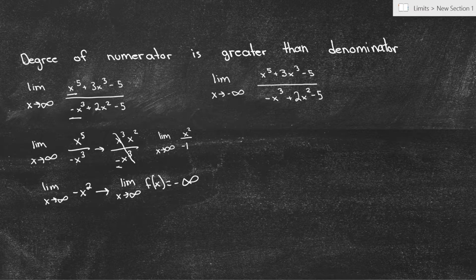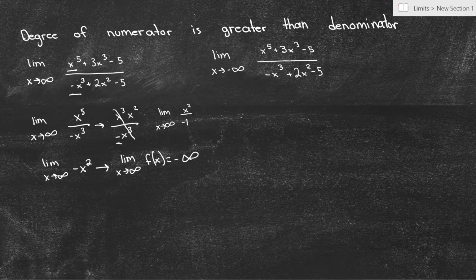So what we need to do here is, again, take out the highest degree term and then try to simplify it as much as we can, and then substitute in infinity and just try to see where it's going. In this case, it is negative infinity.